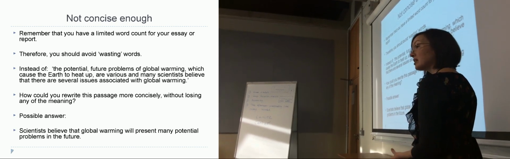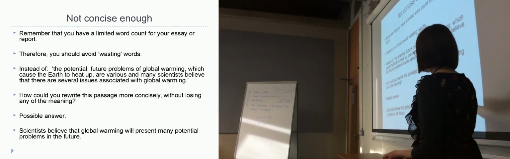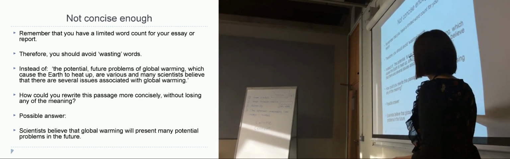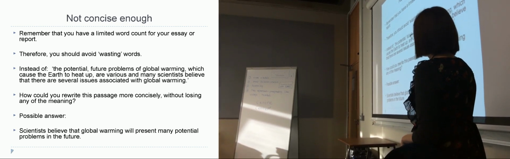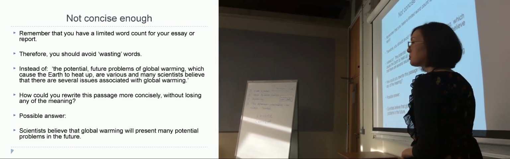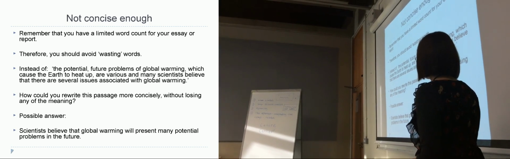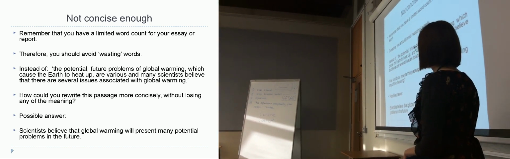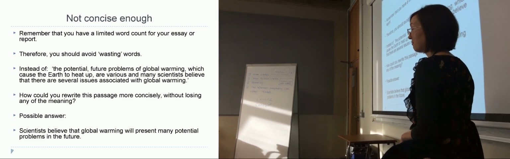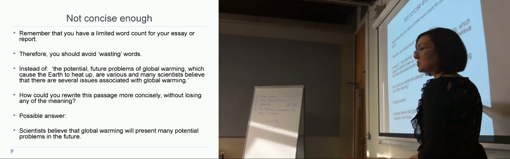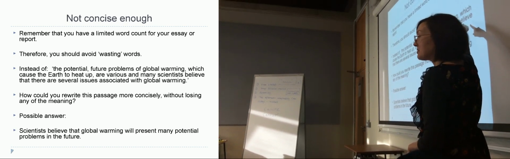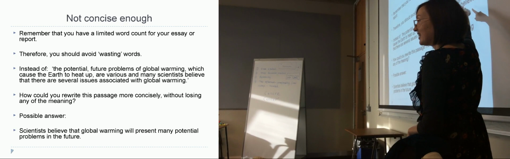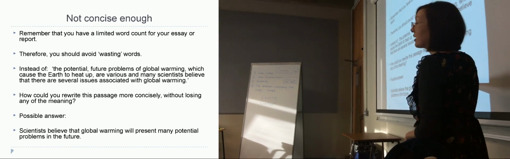If I wanted to rewrite this passage more concisely, I might say something like this. Scientists believe that global warming will present many potential problems in the future. I could even get rid of the word potential if I wanted to. So I could say, scientists believe that global warming will present many problems in the future. Can you see the difference between how many words I've got here and how many words I've got here? The meaning, though, is exactly the same. I've just used fewer words. This one is more academic, really.